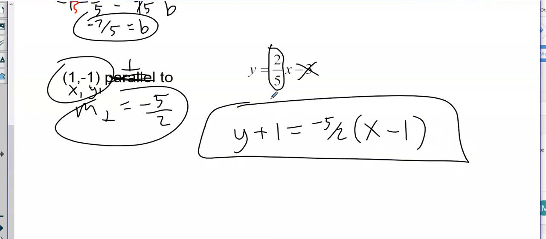If they said to put it in slope-intercept form or standard form, you'd have to multiply things out and figure out what it is, but they just said, what's the equation of the line perpendicular to that one? And you got it.